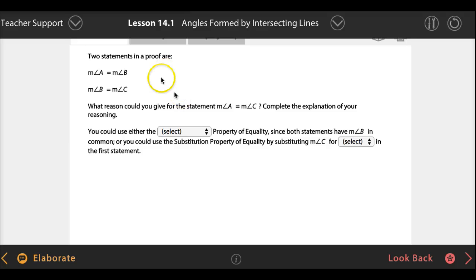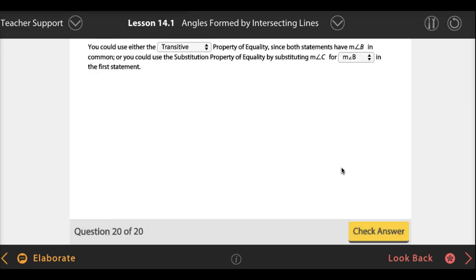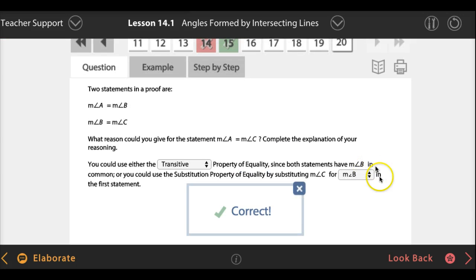So let's take a look at a question like this one. Two statements in a proof are: measure of angle A is the same as the measure of angle B, and B is the same as C. What reason could you give for the statement that measure of angle A is equal to C? Remember when we get rid of B, we talked about this. This is the transitive property, since both statements have angle B in common. Or you can use the substitution property of equality by substituting the measure of angle C for B in the first statement. So let's check our answer, and that was correct, okay?